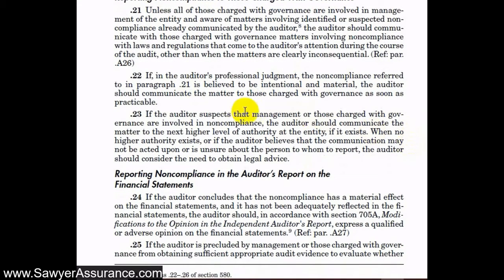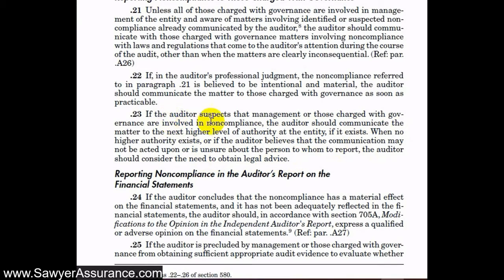If this is something that's intentionally and almost fraudulently being done by management, then those charged with governance certainly need to know about it. And continuing that further, if we suspect that management or those charged with governance are involved in that noncompliance, then we should communicate the matter to the next level of authority at the entity if it exists. And if no higher authority exists, or if we believe the communication may not be acted upon or are unsure about the person to whom to report, then we should consider the need to obtain legal advice.